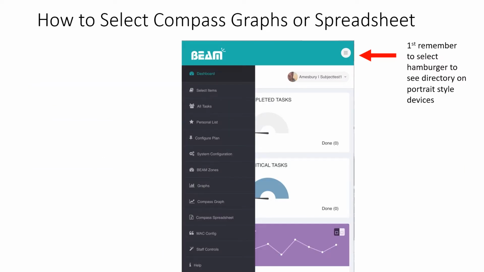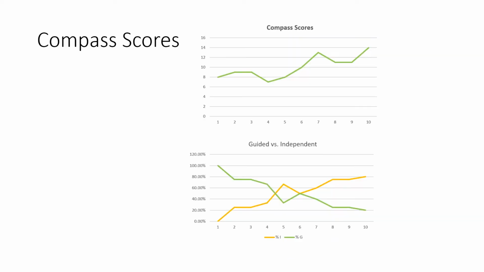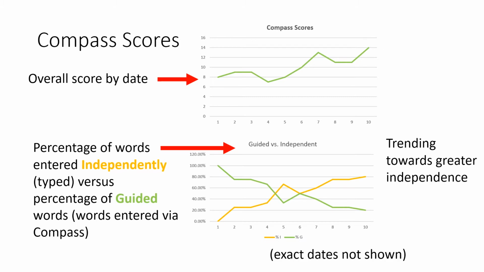To view the Emotional Compass graphs or spreadsheet, you will need to tap on the items on the menu on the left-hand side of the screen. Please remember that if you are on a mobile device, you will need to tap the hamburger menu button on the top right corner of the screen to show the left-hand sidebar. Tap on the Compass Graph link on the left-hand sidebar. The Compass graphs show the overall score by date. They also show the percentage of words entered independently, in other words, typed, versus the percentage of guided words or words that were entered via the compass. This second chart is intended to show a trend towards greater independence.